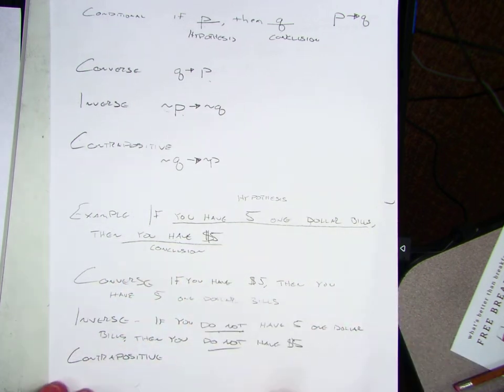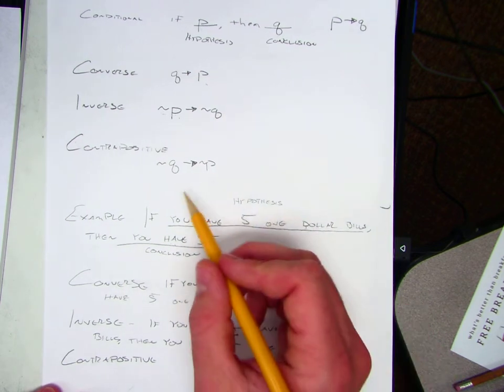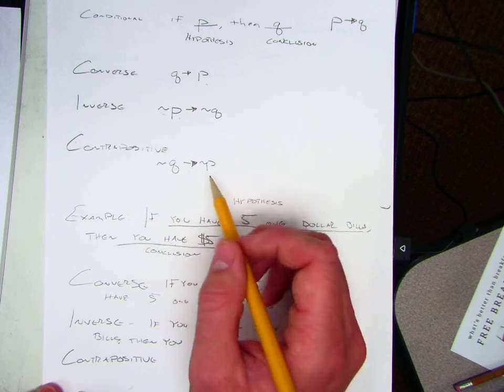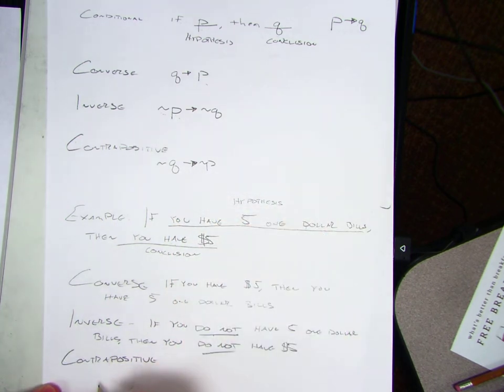Let's look at the last one. Let's look at the contrapositive with this example. We can see the contrapositive means that my Q and P are interchanged, and it's also the not, the negation of those statements. So this would be saying: if you do not have $5, then you do not have 5 $1 bills.